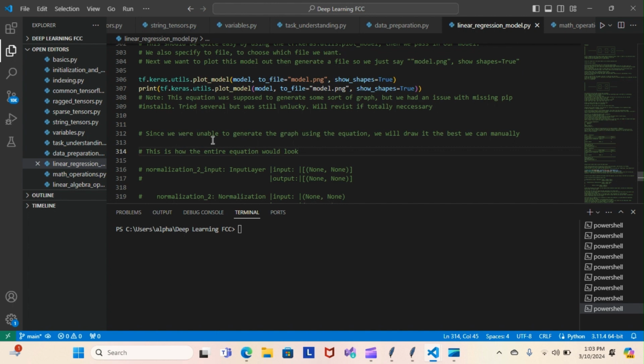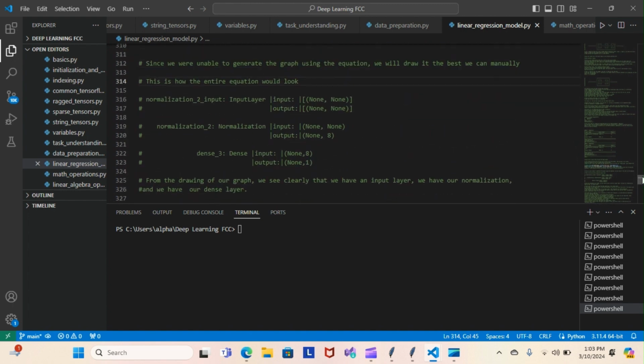Since we were unable to generate the graph using the equation, we will draw it the best we can manually. Now this is how the entire equation will look. So this is the equation here. Let me give you a full look of how the whole model would have come out if we had printed it using the equation.